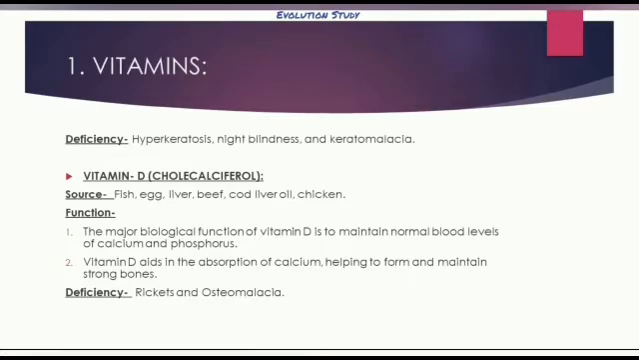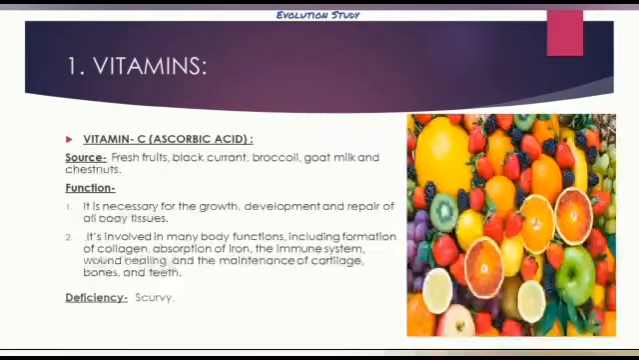Vitamin D. Source: fish, egg, liver, beef, cod liver oil, chicken. Function: the major biological function of vitamin D is to maintain the normal blood levels of calcium and phosphorus. Vitamin D aids in the absorption of calcium, helping to form and maintain strong bones. Deficiency: rickets and osteomalacia.